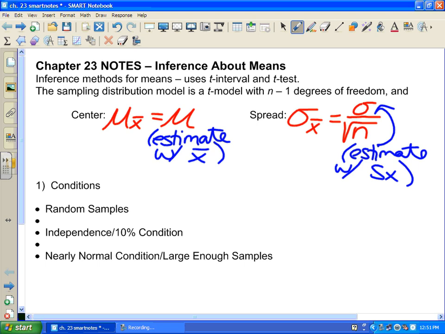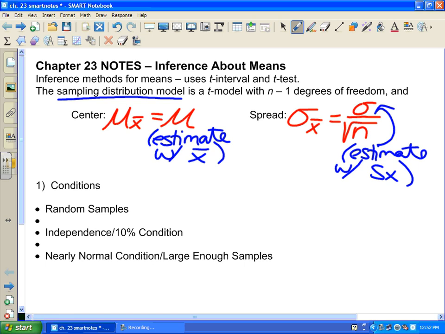Okay, before we go on to the conditions. So s_x is sample standard deviation. We are looking at the sampling distribution model. Now yesterday I said the sampling distribution model, when you have really big sample sizes, is like the normal model. But this doesn't say normal model.